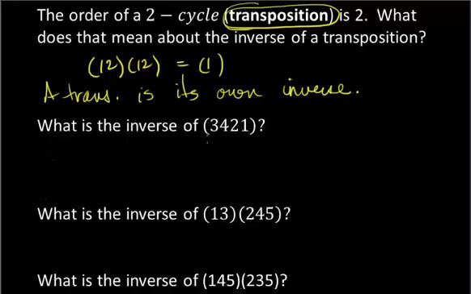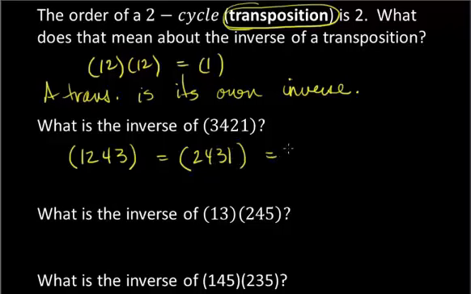What is the inverse of 3, 4, 2, 1? Well, we said that you could write it 1, 2, 4, 3, just reverse it. That's one way. But that's the same thing as 2, 4, 3, 1. It's the same thing as 4, 3, 1, 2. Different ways to write it. But the easiest is just to change the order of the permutation, change the direction of the cycle.